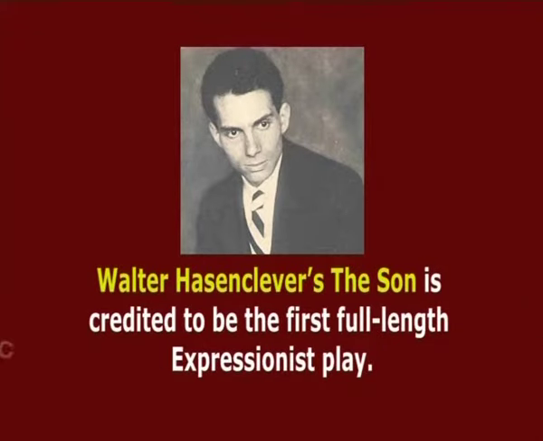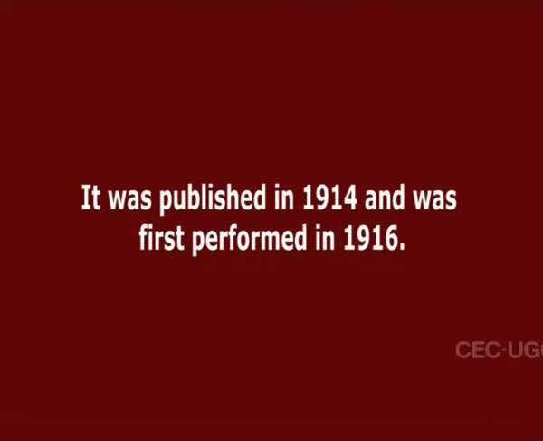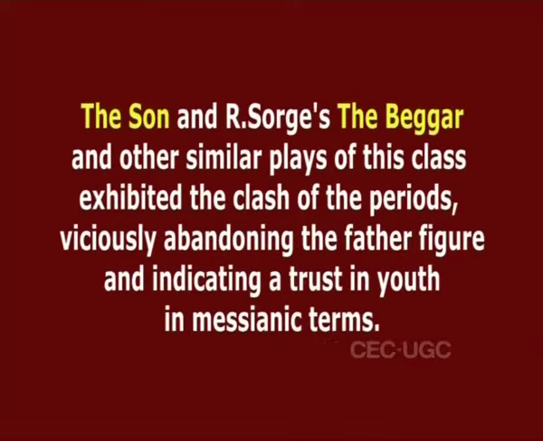Walter Hasenclever's The Sun is credited as the first full-length expressionist play. It was published in 1914 and was first performed in 1916. The Sun and Reinhard Sorge's The Beggar and other similar plays of this class exhibited the clash of the generations, viciously abandoning the father figure and indicating a trust in youth in messianic terms.